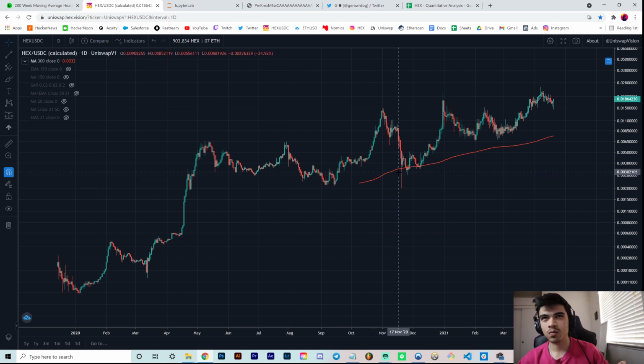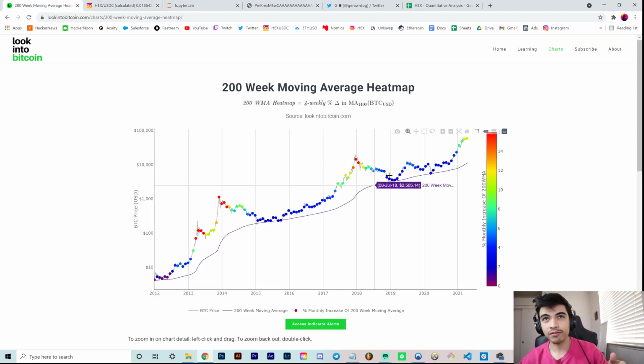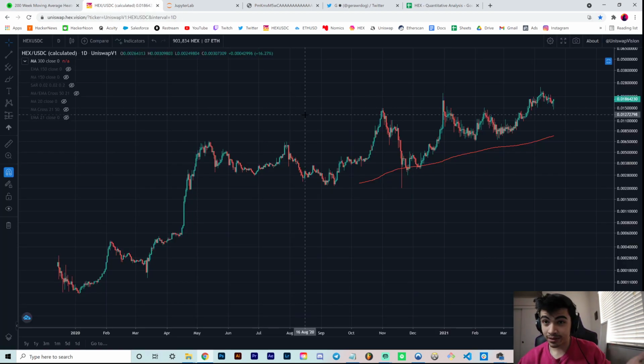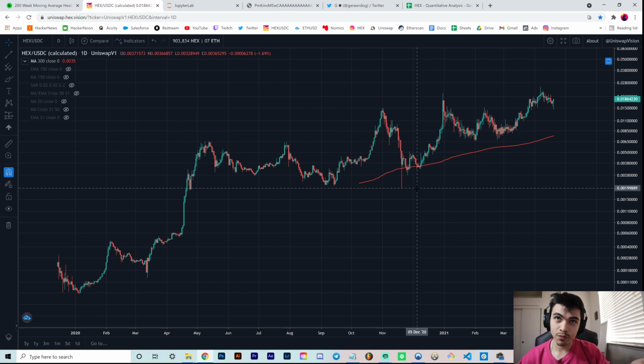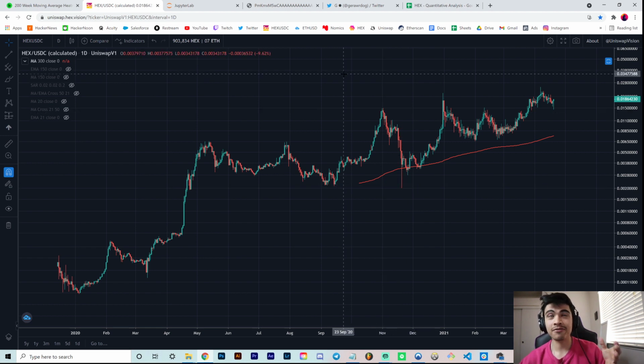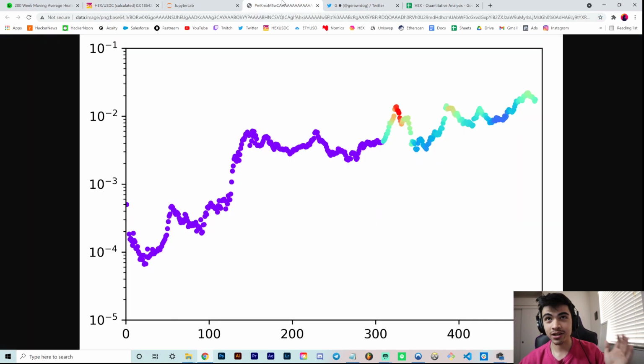And so instead of getting the monthly change of the 200-week moving average, like Bitcoin, we got the weekly change of the 300-day moving average for HEX, which, again, is like a shorter term, scaled down version of this heat map, but I find that it still provides some insight. And without further ado, let's look at the actual heat map.